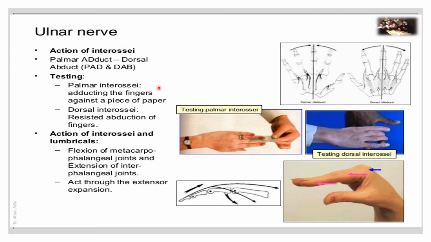When we test the palmar interossei muscles, the patient adducts the fingers against a piece of paper. Here you can see the piece of paper in this picture. You hold the piece of paper between the fingers and the patient adducts the fingers against it, and in injury the person is unable to adduct the fingers. When testing the dorsal interossei muscles, there is resisted abduction of the fingers, and the person is not able to abduct the fingers.